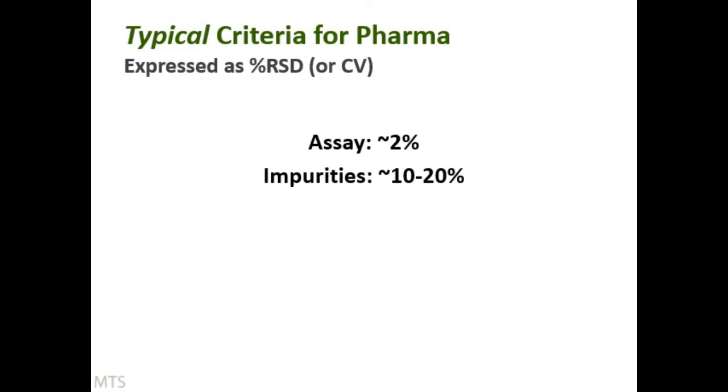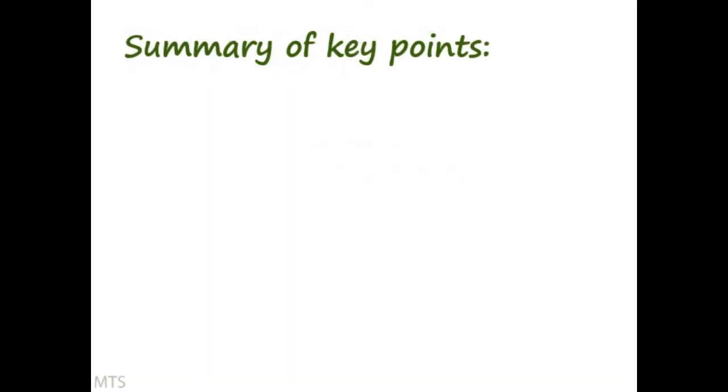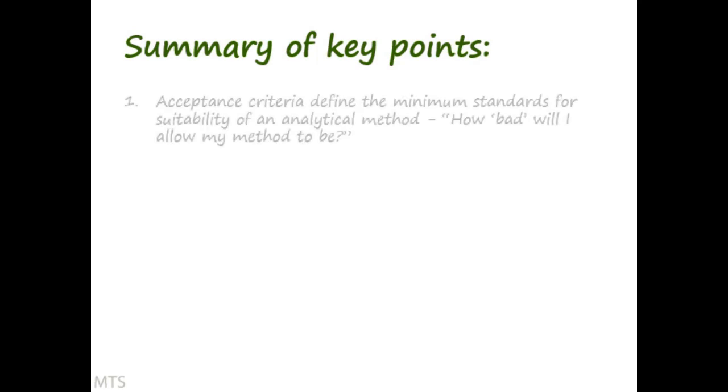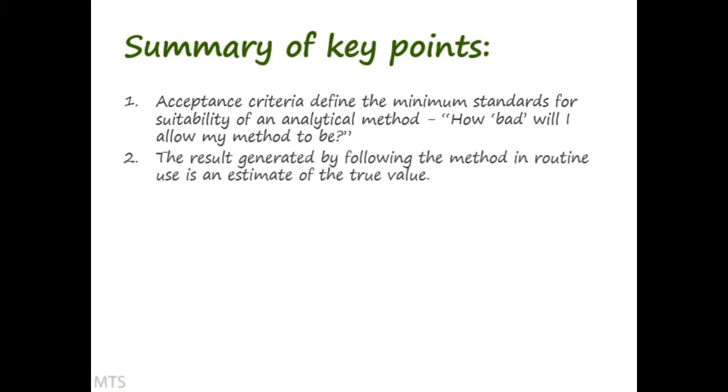So our summary then, what have we covered? Well, the first one is that the acceptance criteria are about a minimum standard. The way I've put it, and I know it's a little bit rough, but how bad will I allow my method to be isn't necessarily a bad way for you to think. Second point, the result that we generate following the method is an estimate of the true value. That's a good thing to consider when you're thinking about data and results. The reliability of this estimate relates to how representative the result is of the actual value and also how much variability there is. Okay, so those are our two inherent errors.